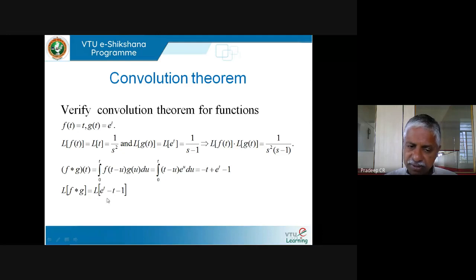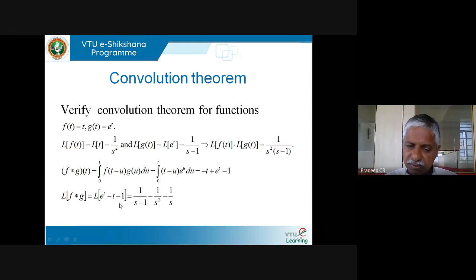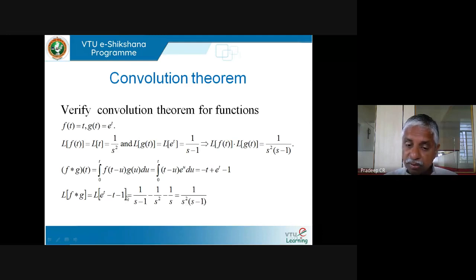And what is Laplace of this? Because I use linearity, this is Laplace of e power t minus Laplace of t minus Laplace of 1, which is nothing but 1 by s minus 1 minus 1 by s square minus 1 by s. Laplace of e power t is 1 by s minus 1. Laplace of t is 1 by s square. Laplace of 1 is 1 by s. So if you simplify this, you will get 1 by s square into s minus 1, which is the same as Laplace of f into Laplace of g. So I have verified the convolution theorem.